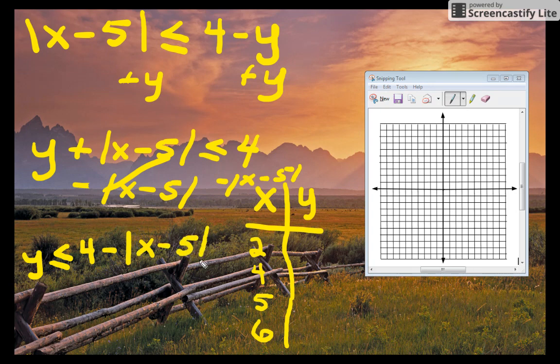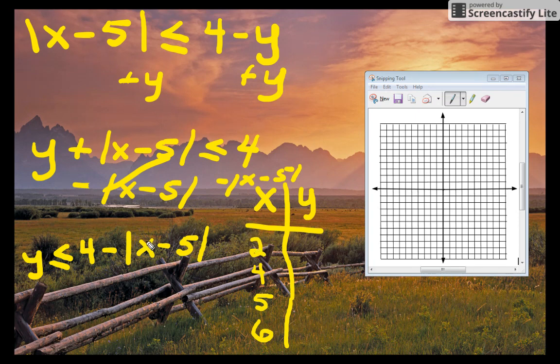So the whole purpose of that was just to get y by itself. So when we do our input values for x, we don't have to be trying to divide or add or subtract to find y. We'll just get a value for y. Now if we go over to our table here, I have some predetermined numbers for x, and if we put them into our inequality for x, it'll give us something for y.